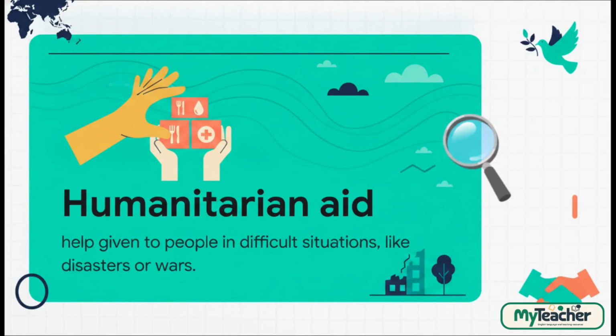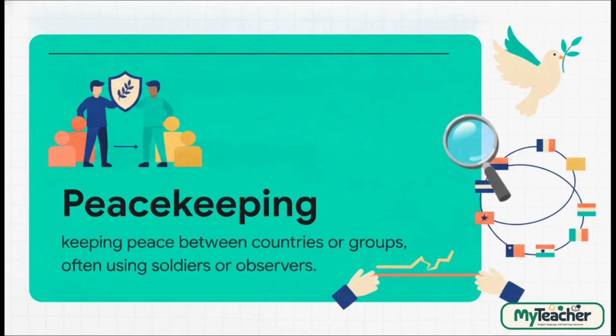Try saying it with me in your head. Humanitarian aid. Next is peacekeeping. This literally means working to keep the peace and stop conflicts between different groups. Organizations will send special soldiers or observers to make sure the fighting stops so people can stay safe.